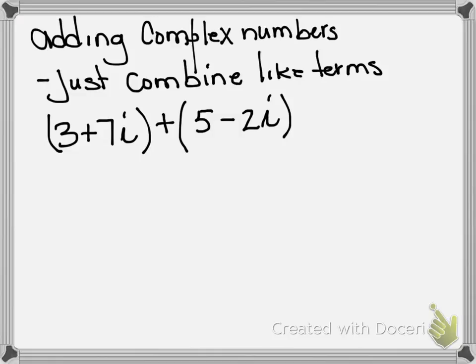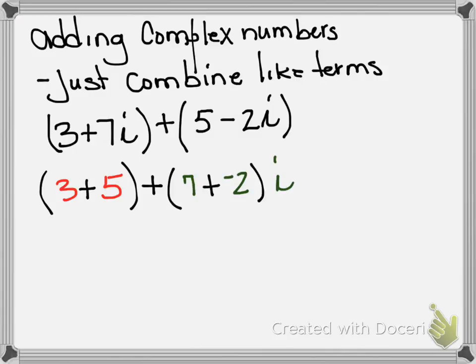Let us consider the expression 3 plus 7i plus the expression 5 minus 2i. Ladies and gentlemen, we add the numbers that do not have i's together and the numbers that have i's together. So what we do, it becomes 3 plus 5 plus the expression 7 plus negative 2 times i. And ladies and gentlemen, we end up with 8 plus 5i. That's it. That's how you combine like terms in complex numbers.